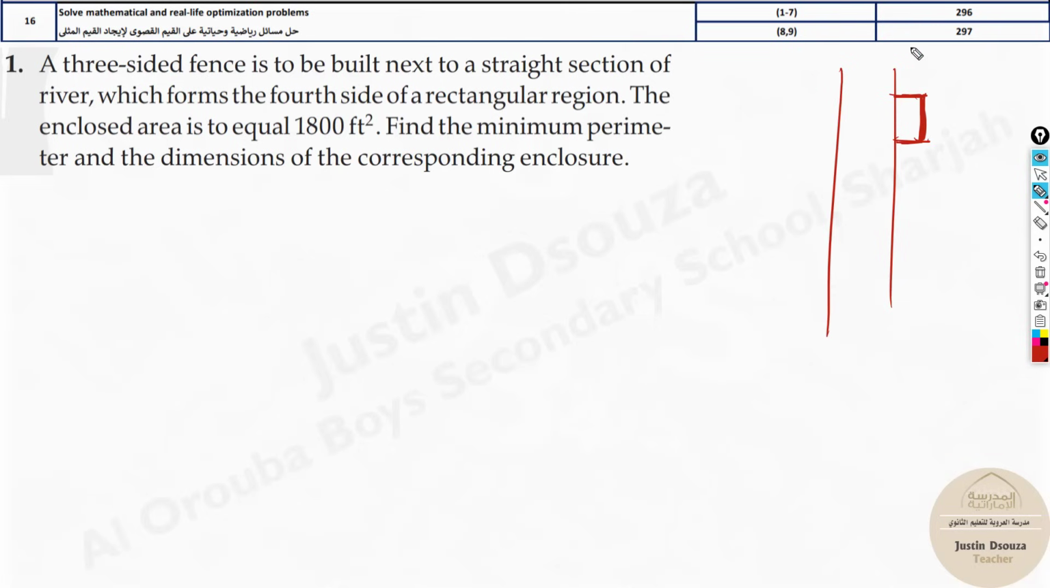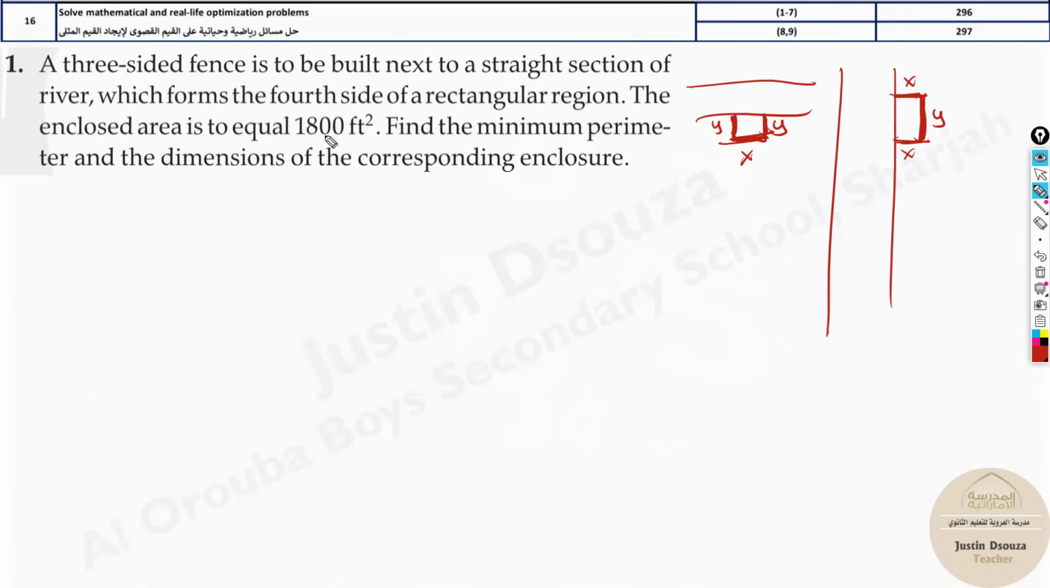Now here, how I've drawn is a vertical river, and this is the horizontal length x, x, and y. Now imagine if you have drawn a river like this and you drawn the fence like this. That is also fine. It's just that you will have y, y, x. Both are fine. You will get the final answer to be the same. Now let's try solving it.